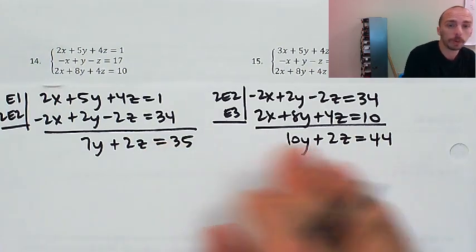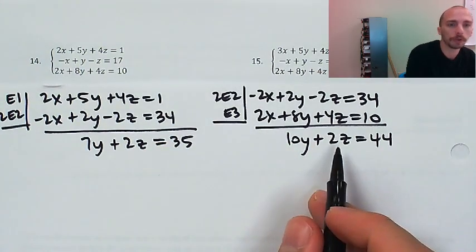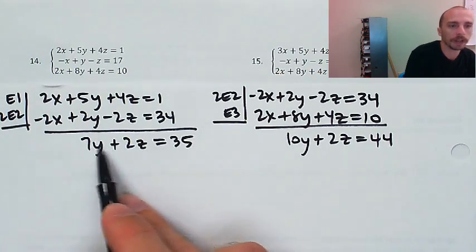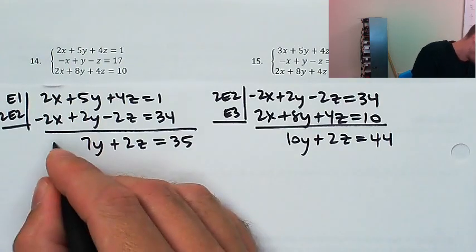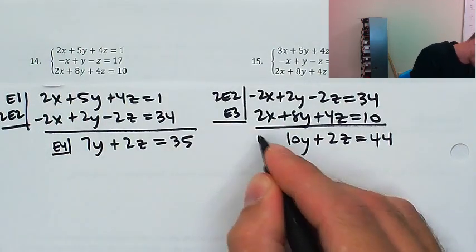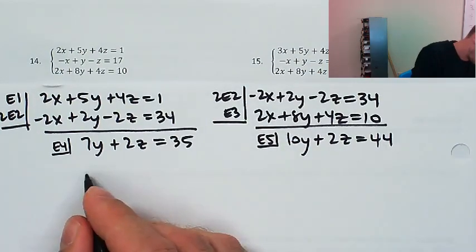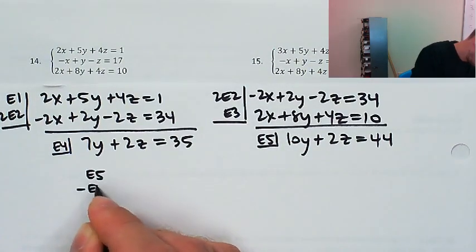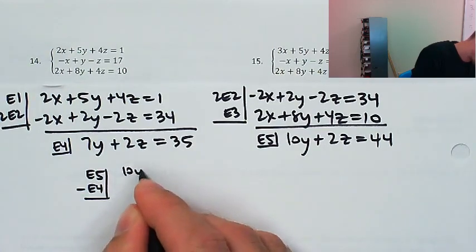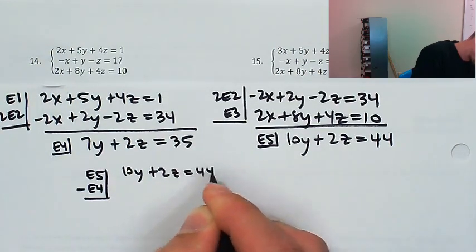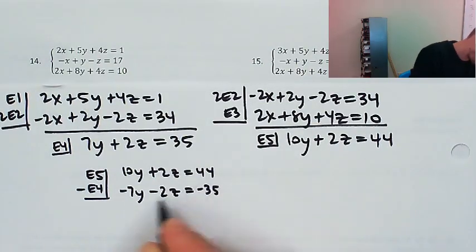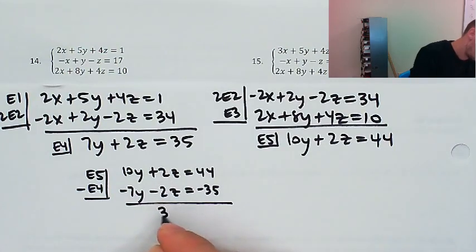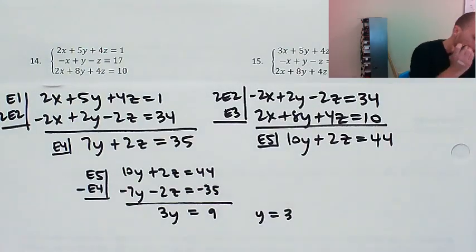Okay, now that I've got these two equations, okay, I've got 2z and 2z here. This is good news. I'm going to make this one negative so that I can subtract 10y minus 7y and still be in the realm of positive numbers. So I'm going to label this one equation 4 and this one equation 5. So I'm going to have equation 5 and the negative of equation 4. Okay, so I've got 3y here, no z's, equals 9. So y is going to need to equal 3.